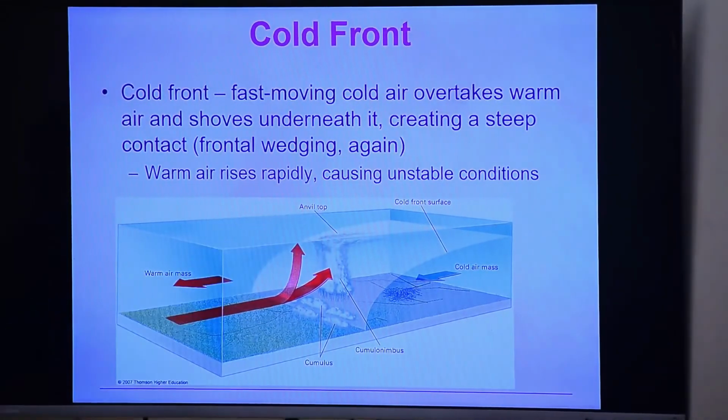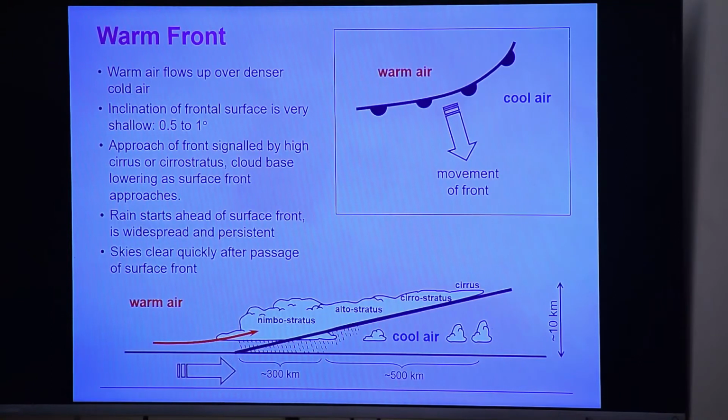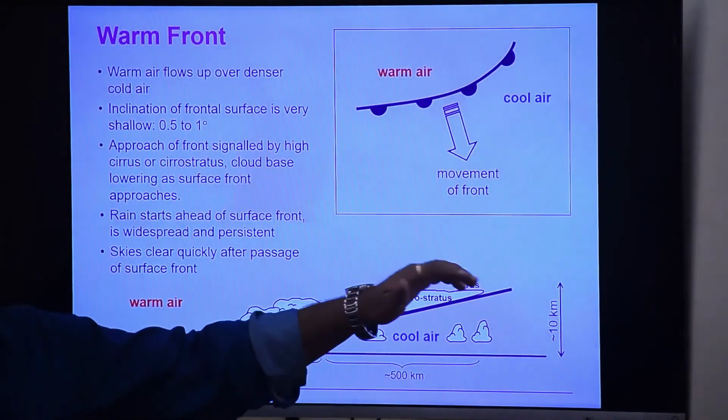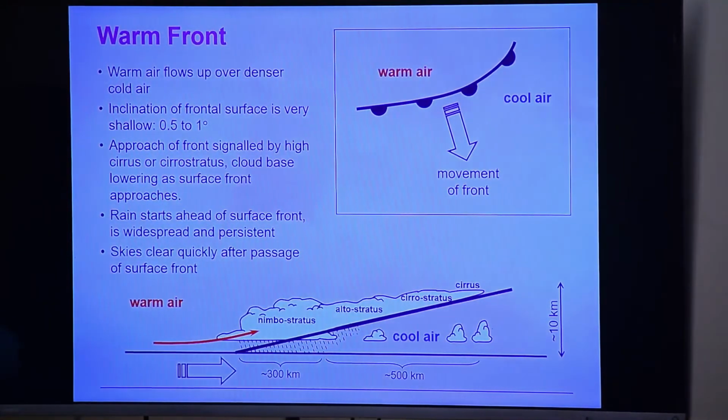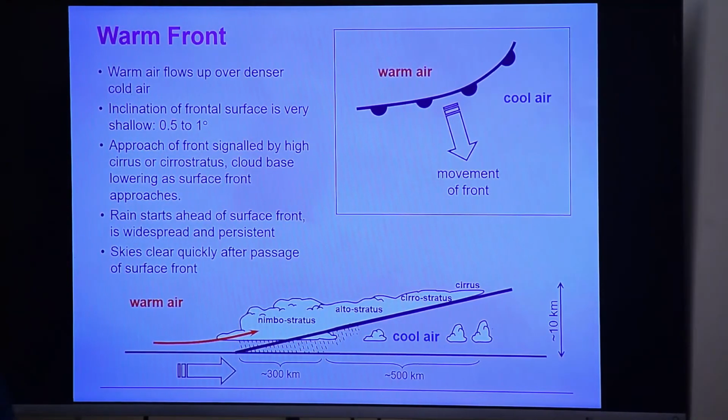If the force is more, then it has to go up like this, but if the force is less, then it will never go like this. So therefore they started rising slowly and forming nimbostratus cloud, altostratus, and cirrostratus cloud.